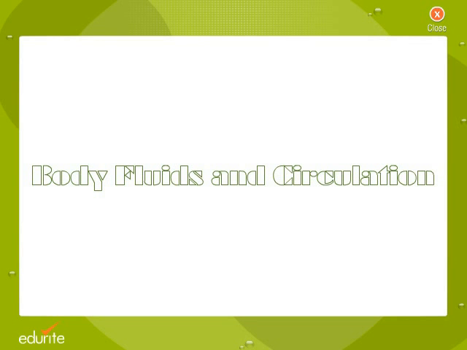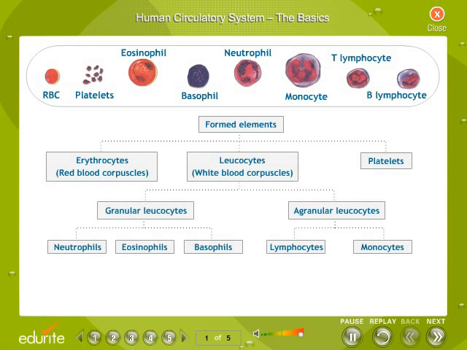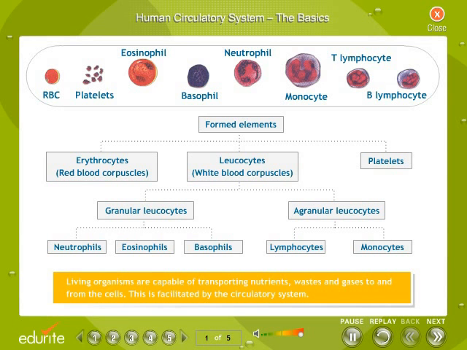Body fluids and circulation. Human circulatory system, the basics. Living organisms are capable of transporting nutrients, wastes, and gases to and from the cells. This is facilitated by the circulatory system.